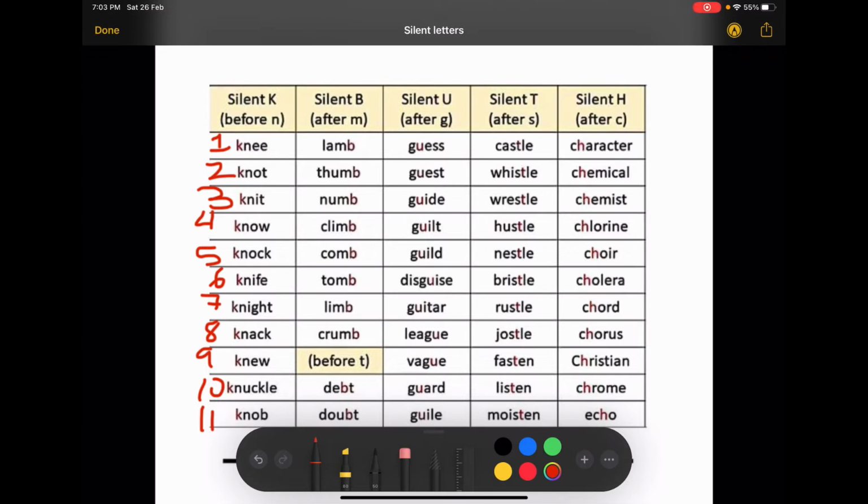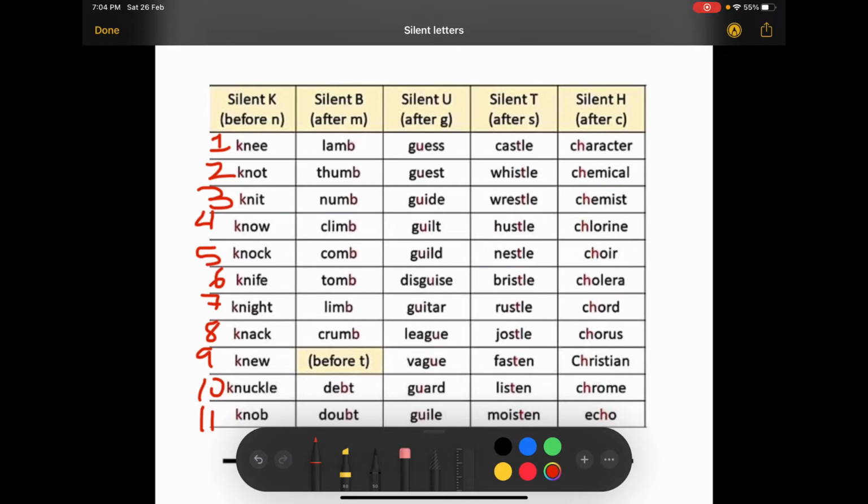The tenth word we have is knuckle, and the first K is silent. You pronounce the second K, it's not silent. Only the first K is silent. So the last word we have is knob, and you pronounce it as N-O-B, 'nob', not 'k-nob', and that is wrong.